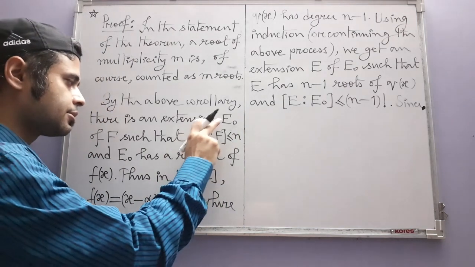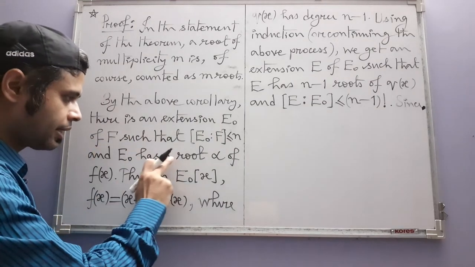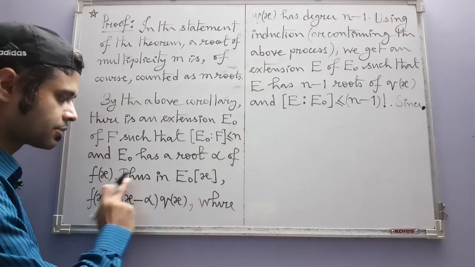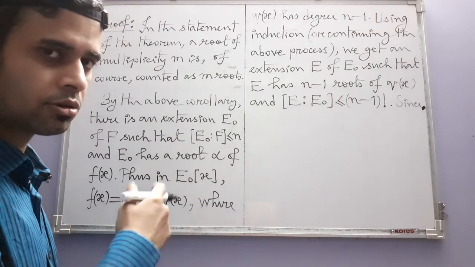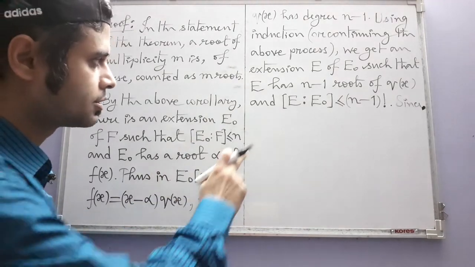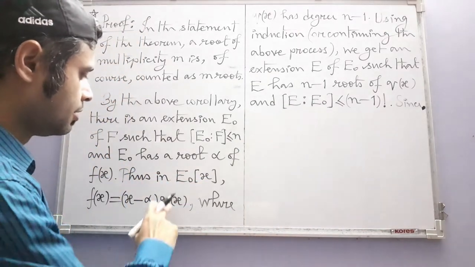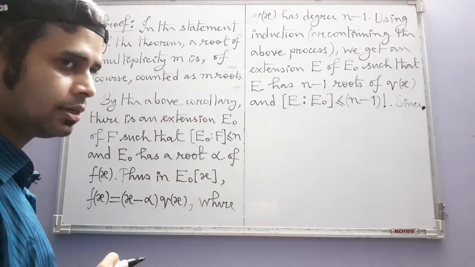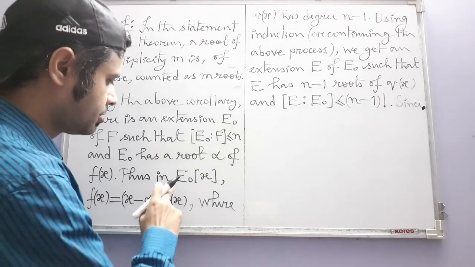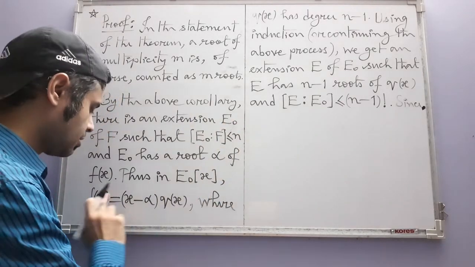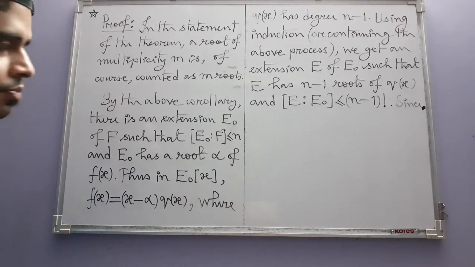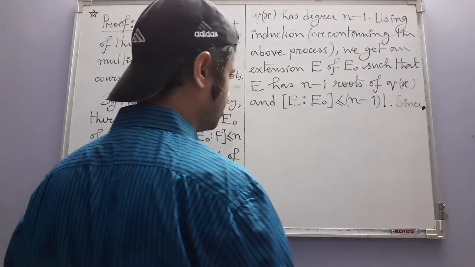E naught is an extension of F which has a root alpha of f(x). So alpha is in E naught, and E is an extension of E naught. So E contains E naught, among other things, as a subset. So alpha will also be there in E because it is in E naught. So E contains n roots of f(x). So that's what we are going to now write.